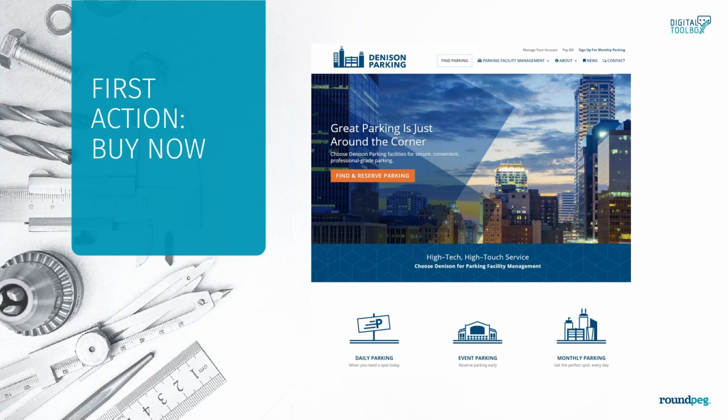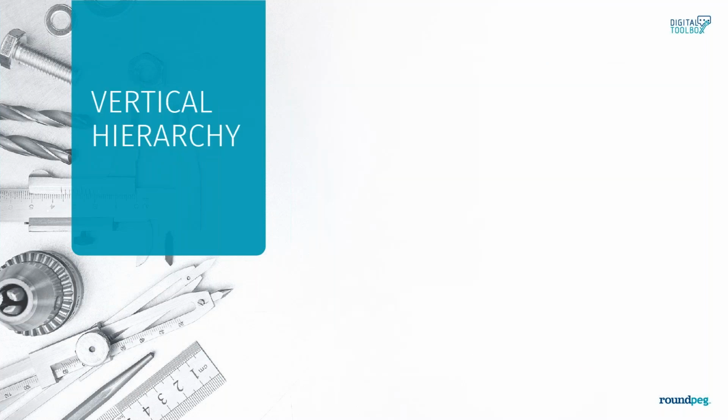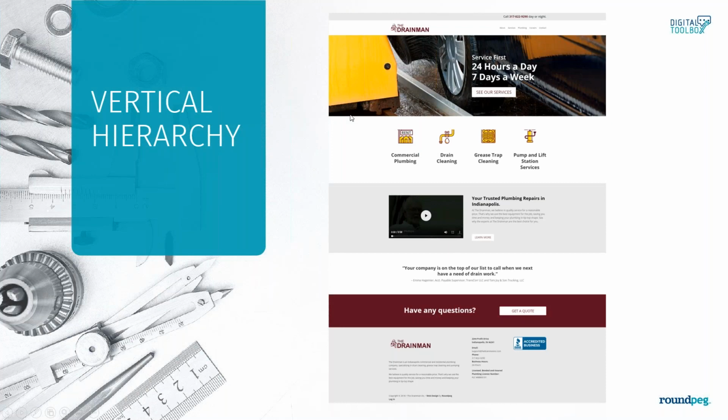So before you decide what is your call to action, you really need to think about, what is your sales process? What's the likelihood that someone is going to come to your website to actually buy, or what is it that they're coming to your website for? The next thing that you need to think about is something called vertical hierarchy, because after someone gets through this first box, if they don't take that call to action, what is it that you're going to present next?